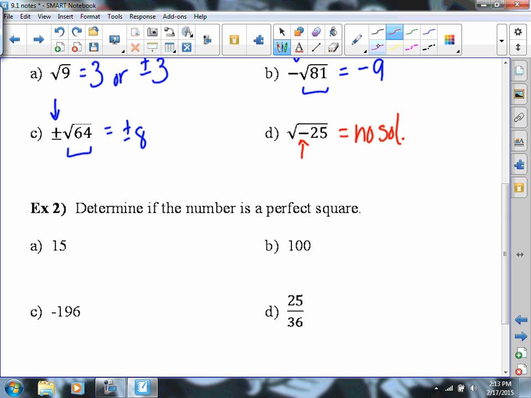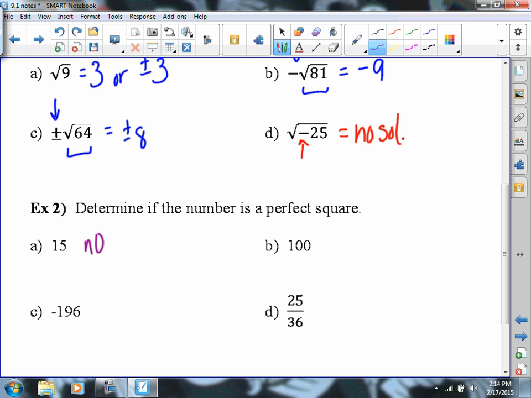And then example 2, this is just kind of a conceptual problem here. Determine if the number is a perfect square or not. So we want to think, is it on that list that we wrote down earlier in the notes that went from 4 to 225? Is it in that list? Okay. Now, the number 15 times 15 is a perfect square because 15 times 15 is 225. But this would be asking us to figure out if 15 itself is a perfect square. And you can't take a number times itself and get 15. So no, 15 is not a perfect square.